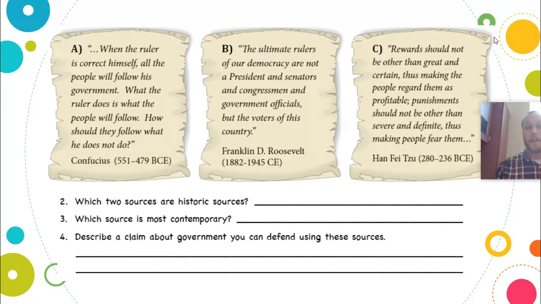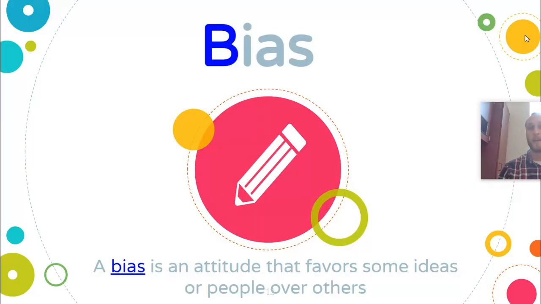All right, so when you're looking at these sources, you can also separate which ones are historic and which ones are contemporary. In this case, we see that A and C are pretty historic because they both take place in BCE, whereas B in the middle is a little more contemporary because it's in the Common Era. So we can use those dates to figure out which ones are historic and which ones are contemporary. The next letter is bias.